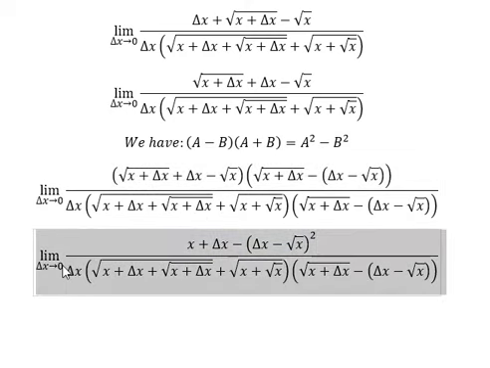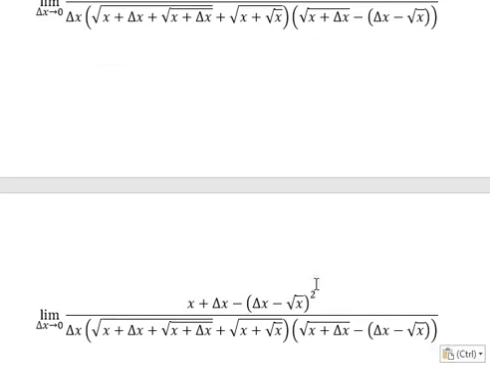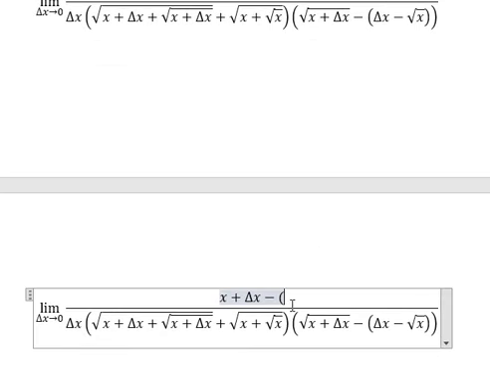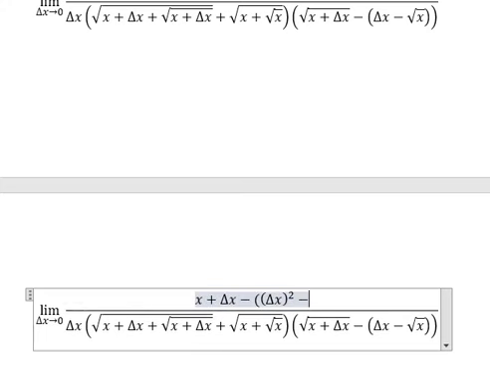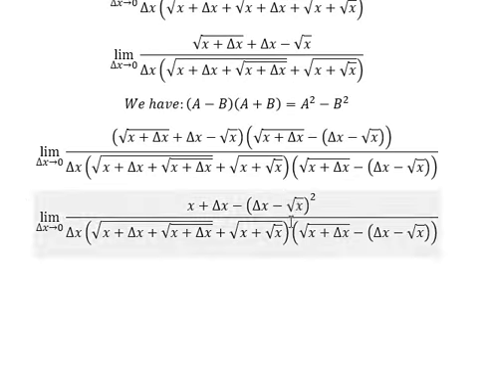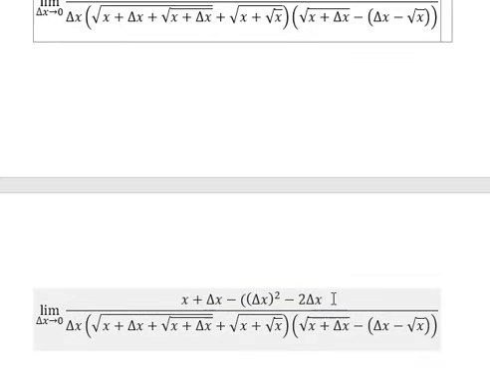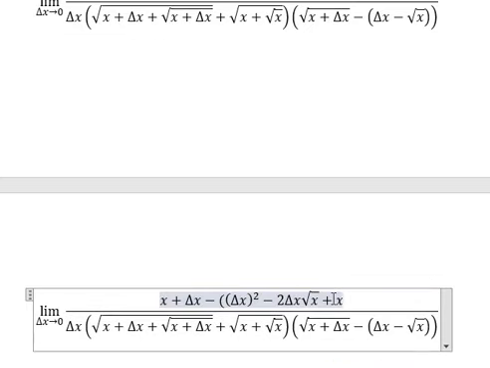Now we need to expand this one. You get delta x squared minus 2 delta x with the square root of x plus x, because the square root of x with the power 2 you get x.